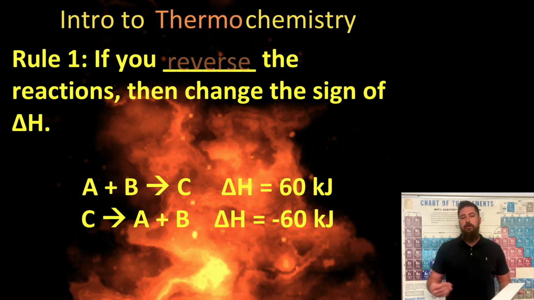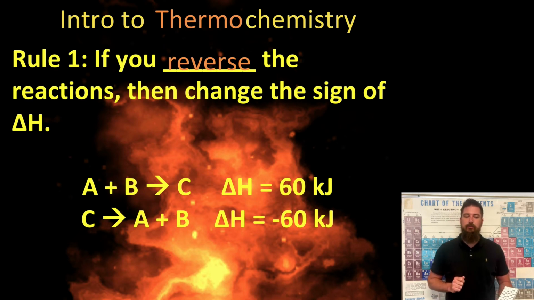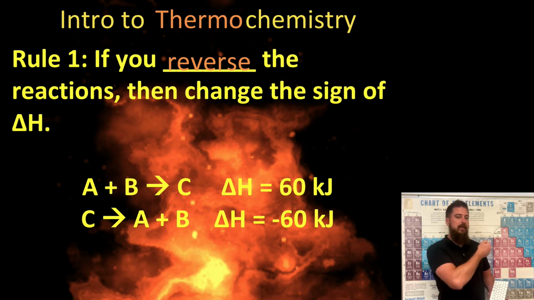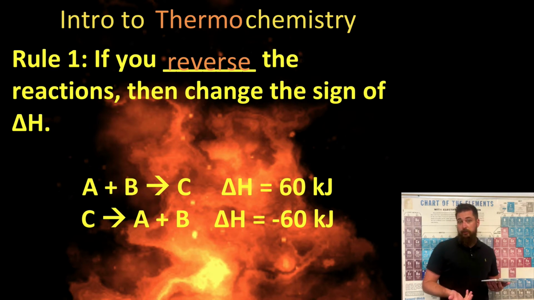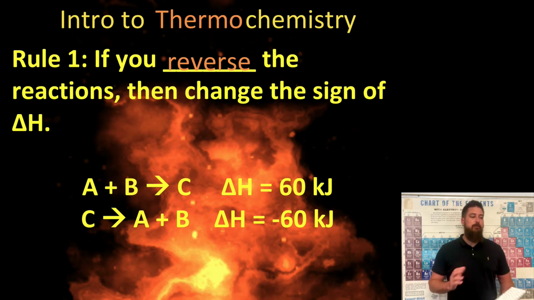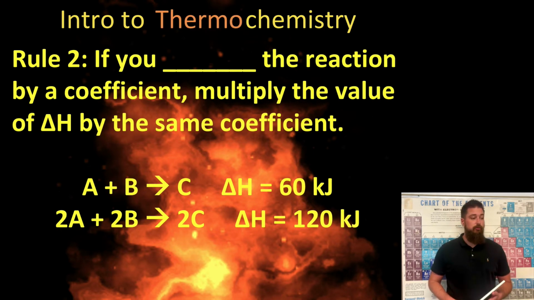And so there's a couple rules that we need to follow. First off, if you reverse a chemical reaction, you change the sign of the delta H. So notice how here we have A plus B yielding C is a positive 60 kilojoules of energy. Well, if you flip that, notice how it becomes a negative 60 kilojoules of energy. And so we can flip a chemical reaction. We'll talk about why we want to do that later. But when you do that, it makes it a negative kilojoules of energy.